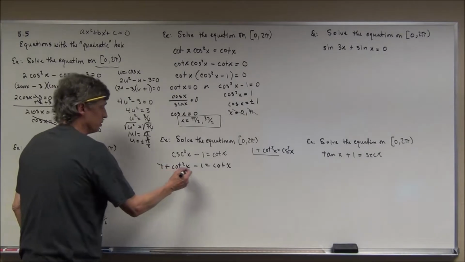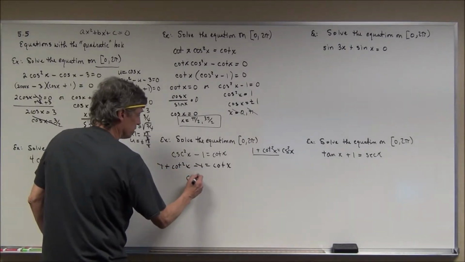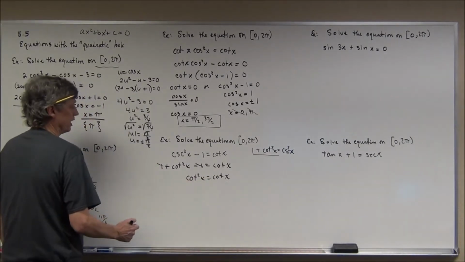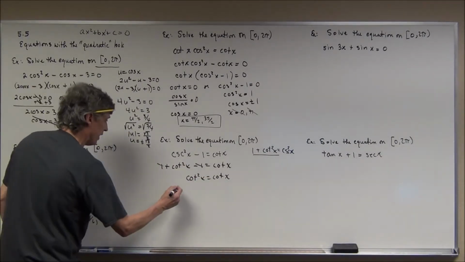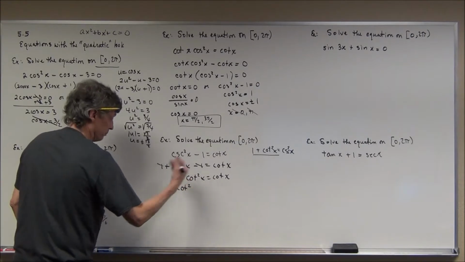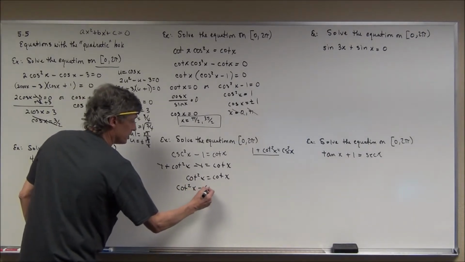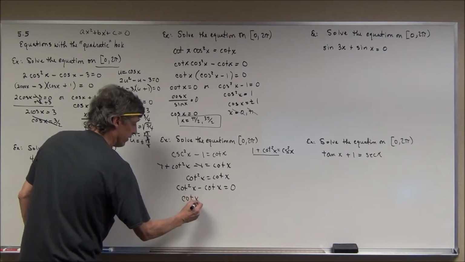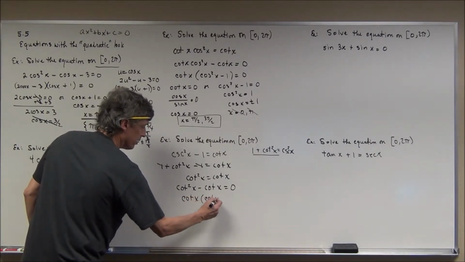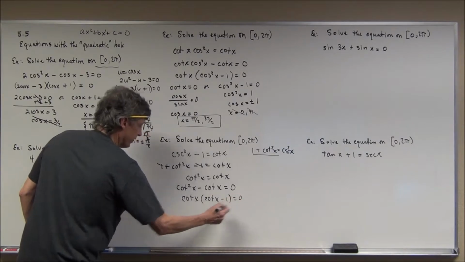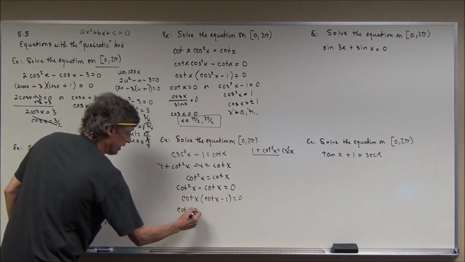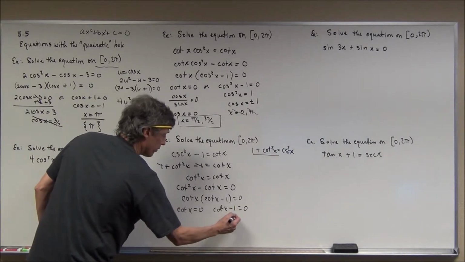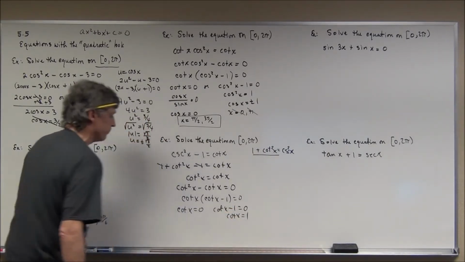Now the ones cancel here. I get cotangent squared x equals the cotangent of x. I'm not going to divide both sides by the cotangent of x. I'm going to factor that out. I have to bring it over to the other side first. I'm going to subtract the cotangent of x from both sides, factor out the cotangent of x, and I get the cotangent of x times the cotangent of x minus 1 equals 0, so the cotangent of x equals 0, or the cotangent of x is equal to 1.